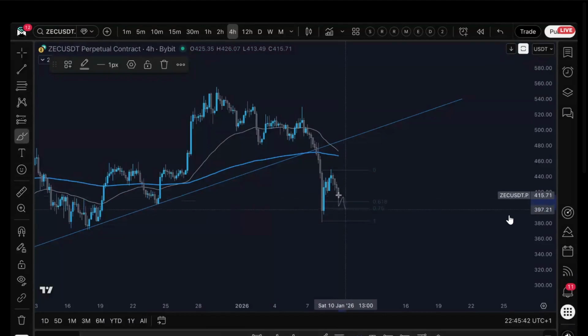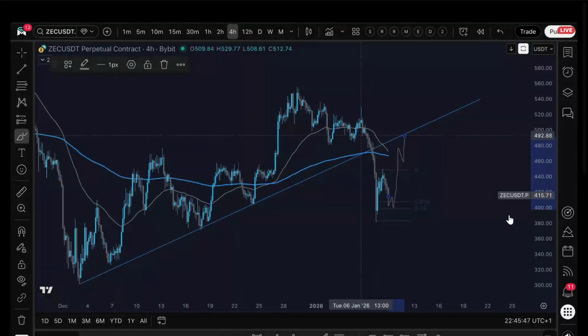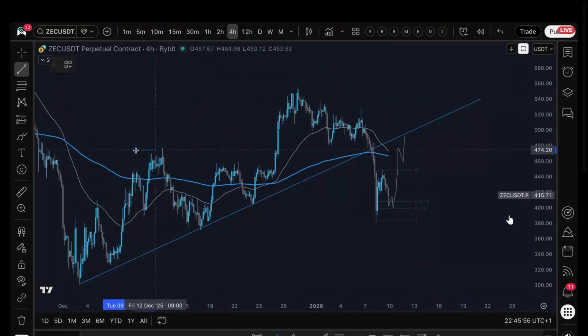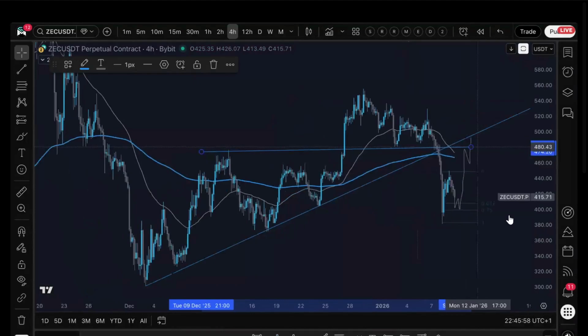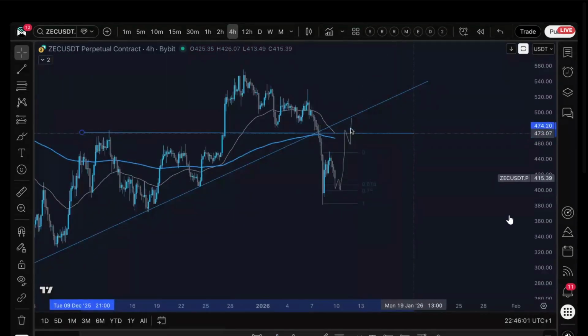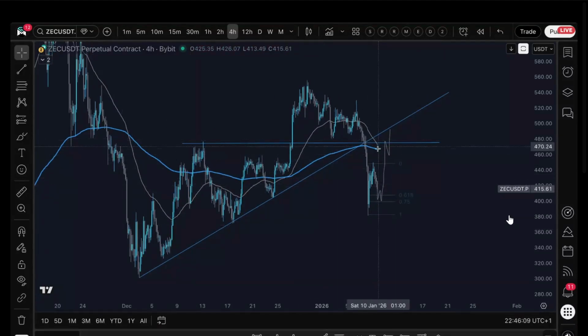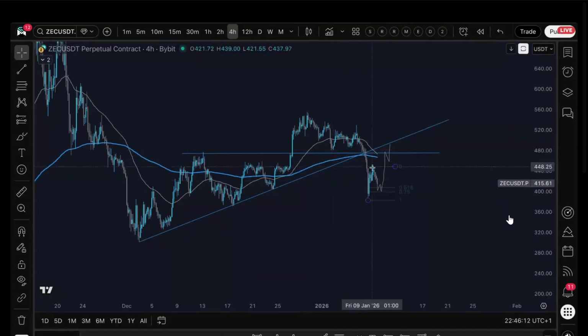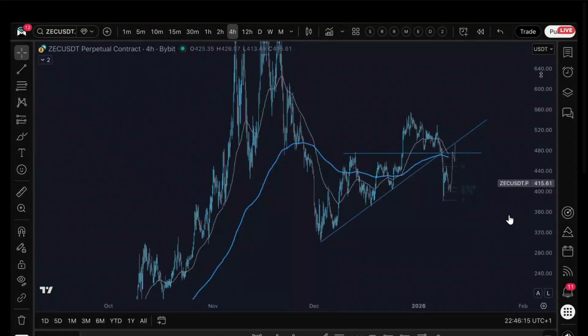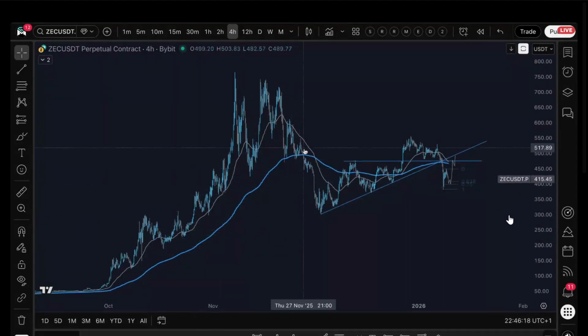It can possibly reverse here, but then it would still face this resistance here. The previous support would be resistance here, this level. Okay, and that is the 470 level. And then you have confluence also with the moving averages, right? The moving averages now, we had a bearish cross. This is now resistance. The moving averages that were support are now resistance again.